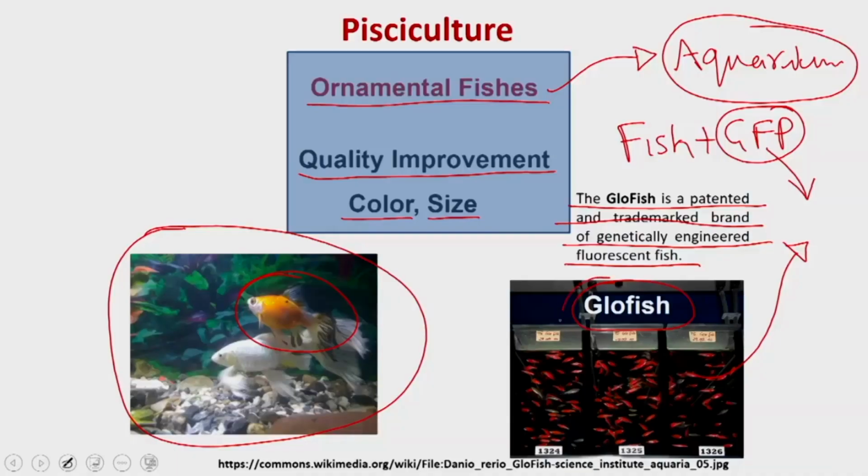And these glow fishes have a very big market. They cost somewhere around $50 to $200, depending on the variety of fish. These glow fishes have been developed for different varieties like tiger fish, goldfish, and all those kinds of fishes.